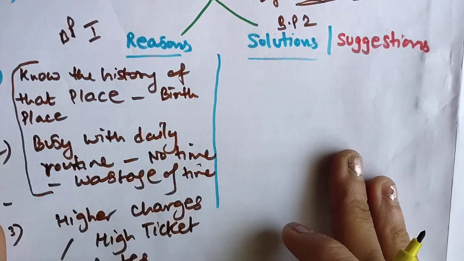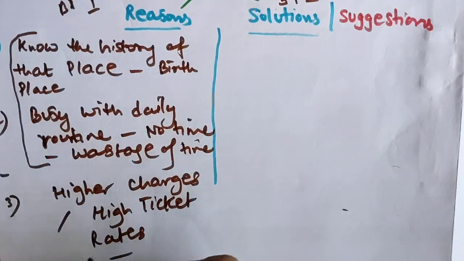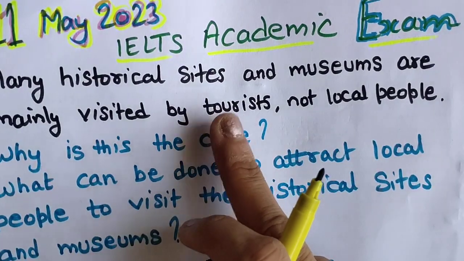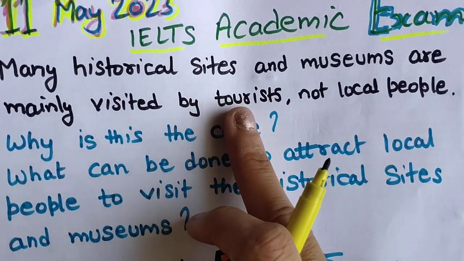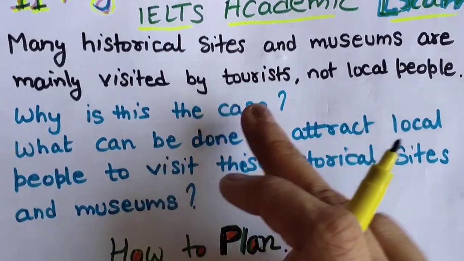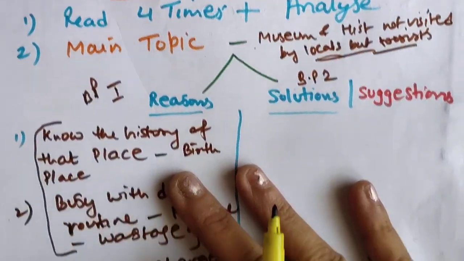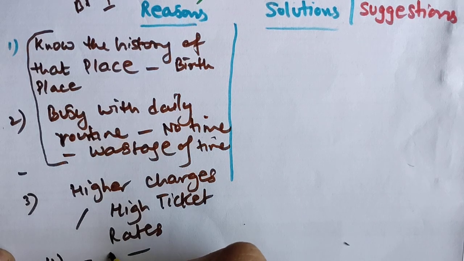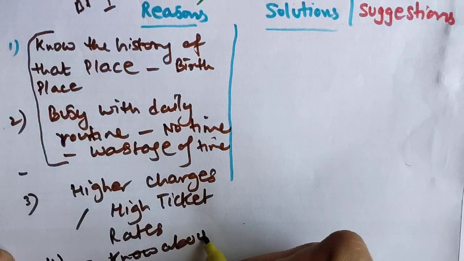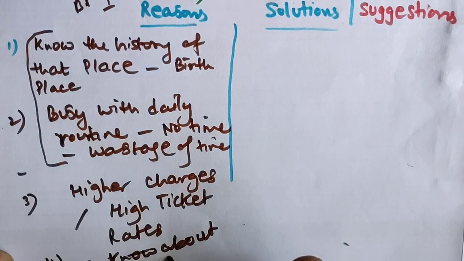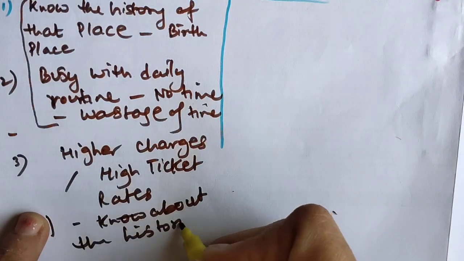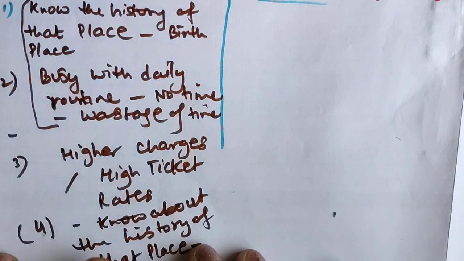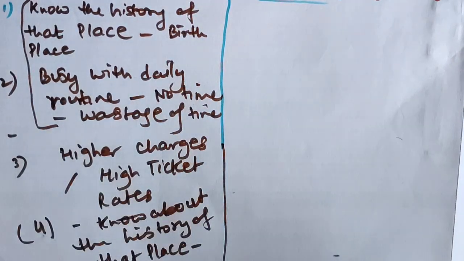Okay, so this we can always give, and now of course why tourists visit. If you ignore the tourist point of view, definitely you will not get bands. You will be penalized for task response. So everything should be covered in the essay. Now you have to talk about tourists also. Why do they always visit these museums? Because they are in holiday mood, and they would like to know about the history of that place where they are visiting. They have time, they are in holiday mood actually. That's why they try to visit these places, museums and historical buildings.